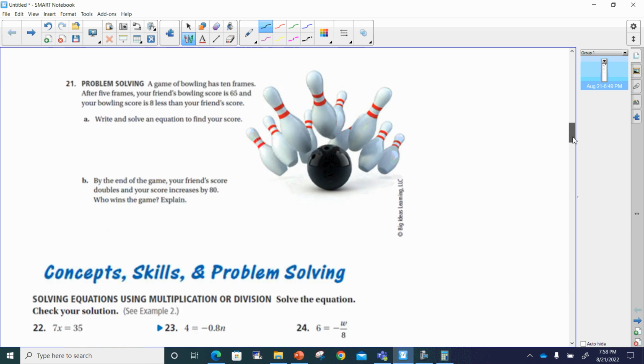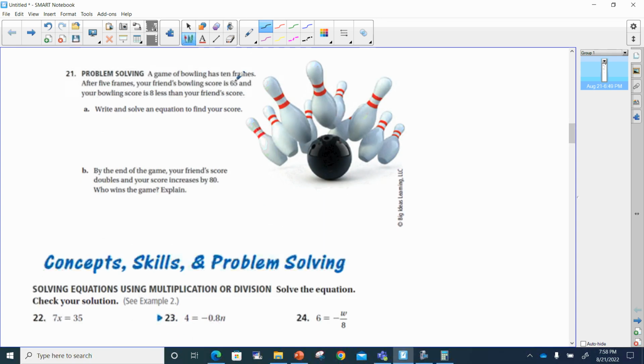All right, let's go on to number 21. Number 21 says a game of bowling has 10 frames. After 5 frames, your friend's bowling score is 65, and your bowling score is 8 less than your friend's score. Write and solve an equation to find your score. All right, let's go ahead and look at this more closely.